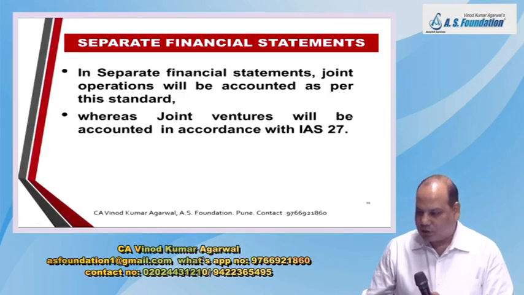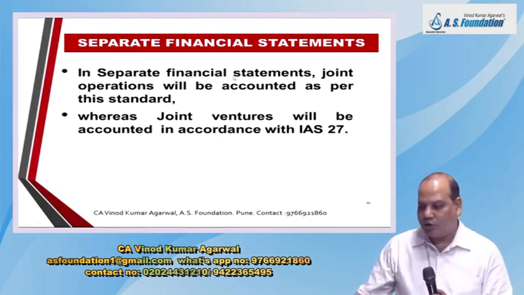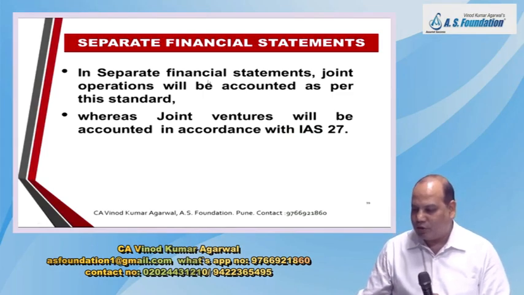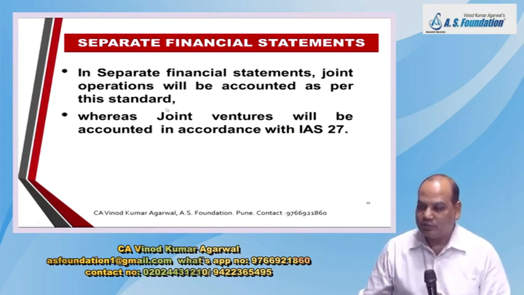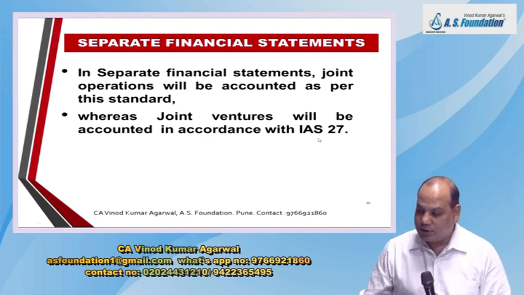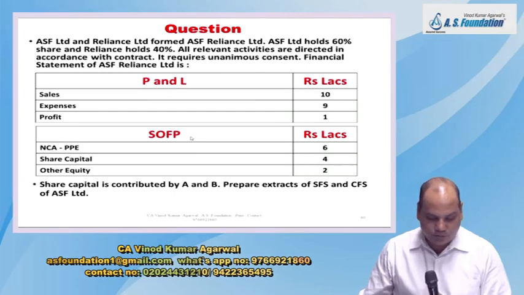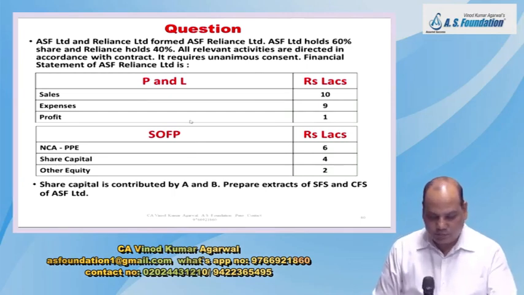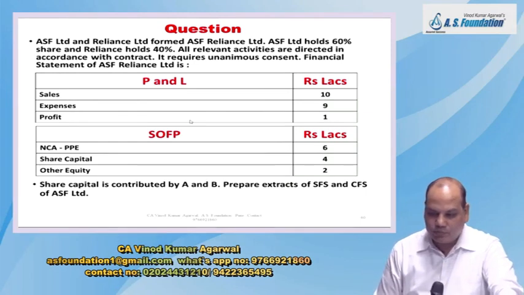And what about separate financial statement? In separate financial statement, if it is a joint operation, then the joint operation will be accounted as per this standard. But if it is a joint venture, the joint venture will be accounted in accordance with IS 27 in separate financial statement. In SFS, joint operation will be accounted as per this standard, but joint venture will be accounted as per IS 27. Now solve one more question for a joint venture problem.